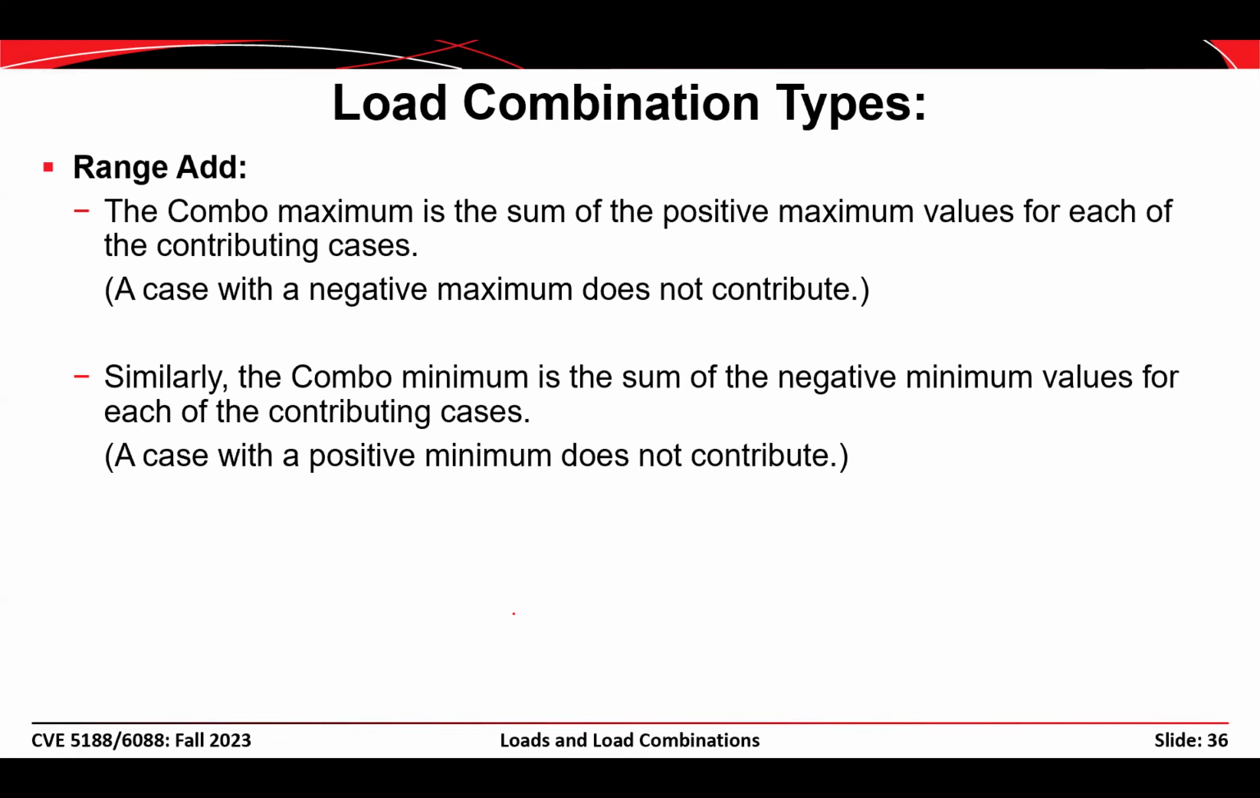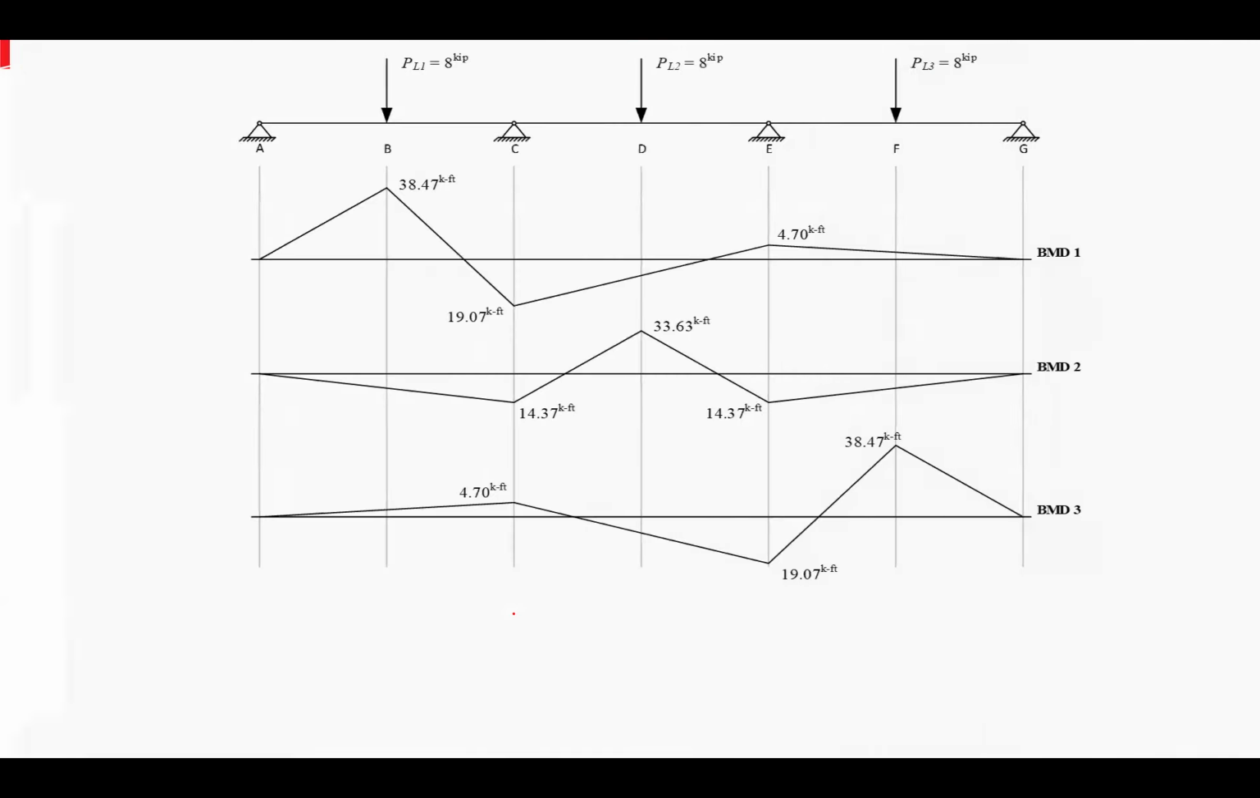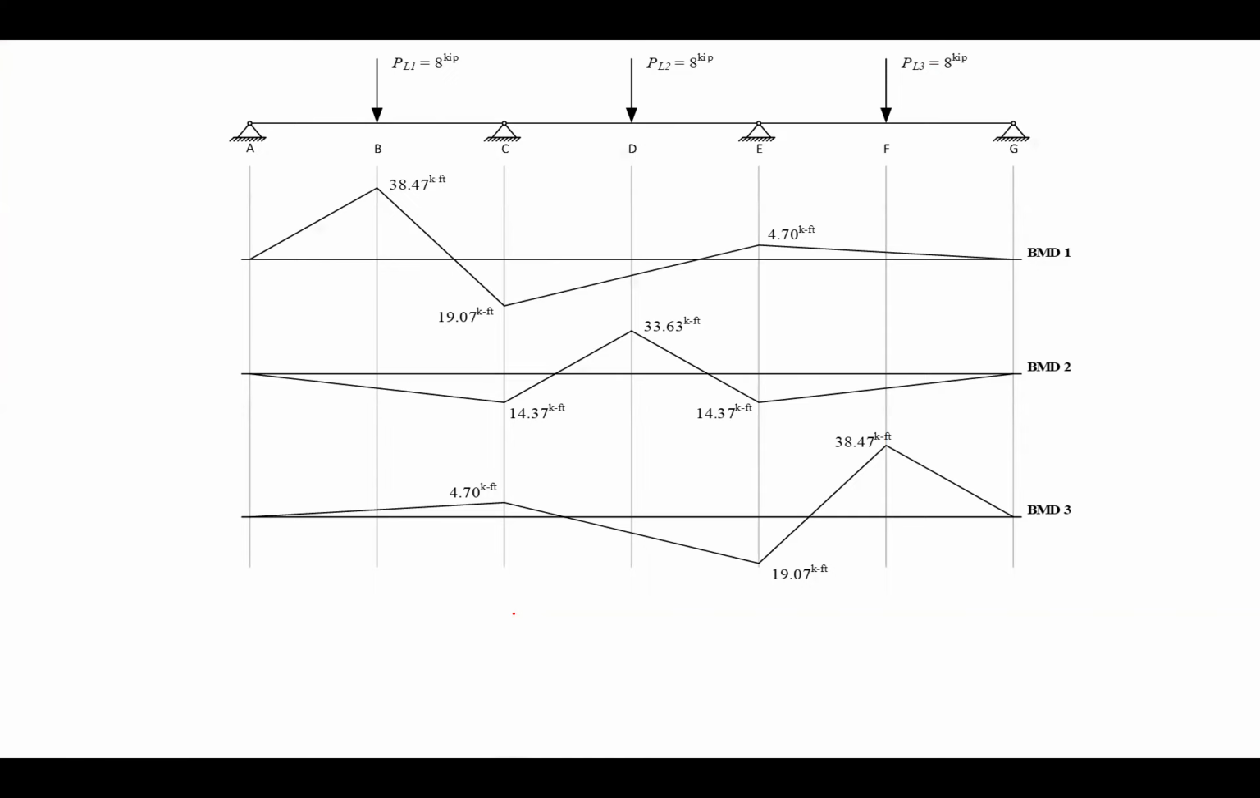I think the best way to illustrate this is to illustrate this. So let's go to this next slide. All right. I have those three bending moment diagrams, right? And when we went through and did our linear add, we just took the positive value here plus the negative value here plus the positive value here. That was the result of the linear add.